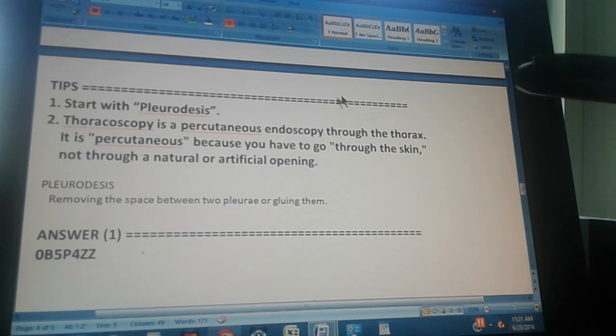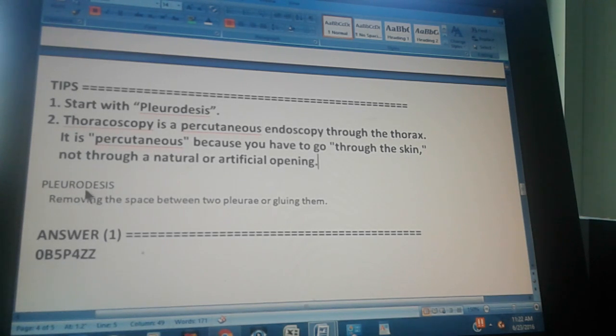And we will continue reading. It is percutaneous because you have to go through the skin. Per means through, and cutaneous means skin. You have to go through the skin, and not through a natural or artificial opening. A natural opening would be like the nose, or an artificial opening would be something prepared specially, a permanent opening. This is not an opening. You just go through the skin, and then you seal the skin off after you're done. That's why it is percutaneous, and it is an endoscopy.